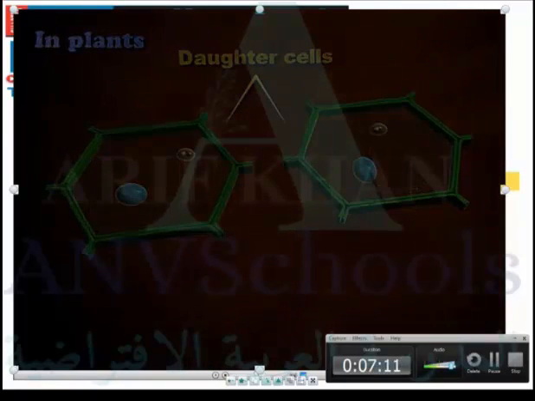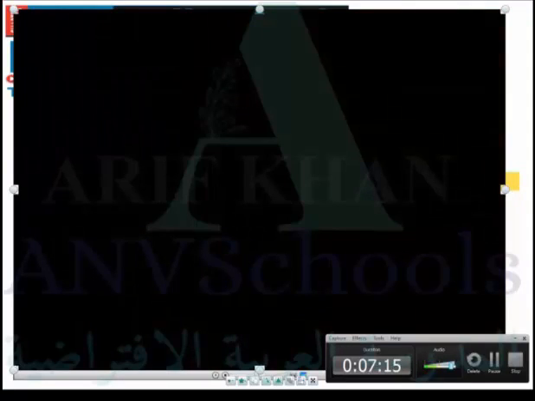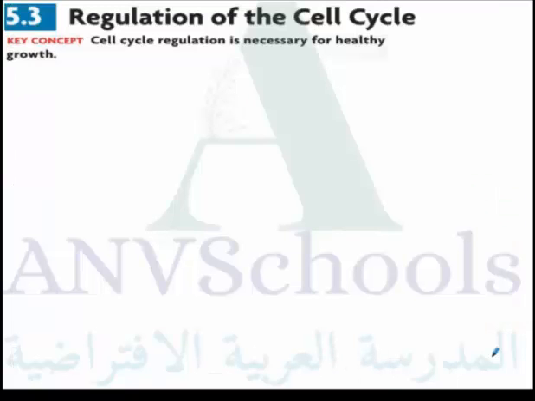So today we will be looking at something else. We will be looking at how mitosis is controlled. Today we will be looking at regulation of the cell cycle. The key concepts here include that cell cycle regulation is necessary for healthy growth.